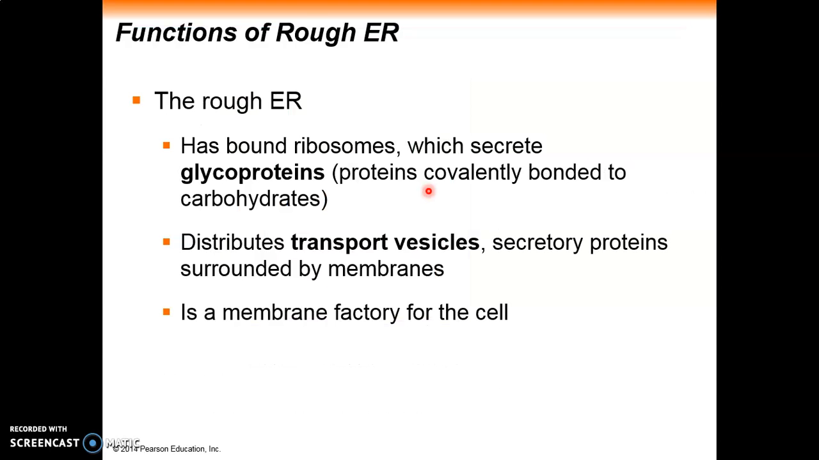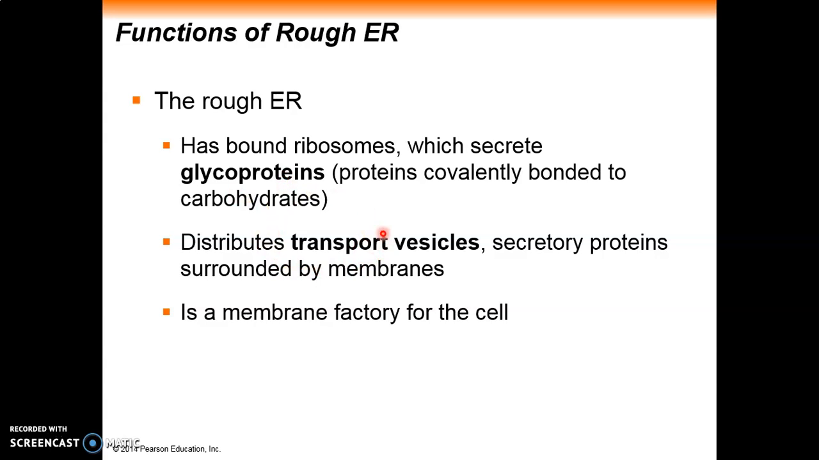All right, so moving on to the functions of the rough ER, it does have ribosomes bound, and it is secreting those proteins to the interior of the rough ER. It is in the interior of the rough ER that carbohydrates are added on to proteins, making glycoproteins, okay, which is a protein with covalently bonded carbohydrates. And we'll talk about the purpose of these later on. We'll talk in detail about that. But this is where that process takes place.